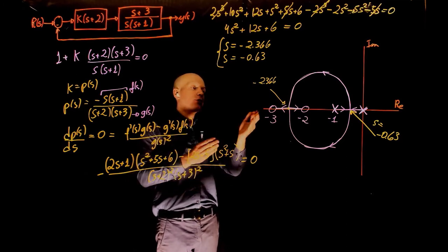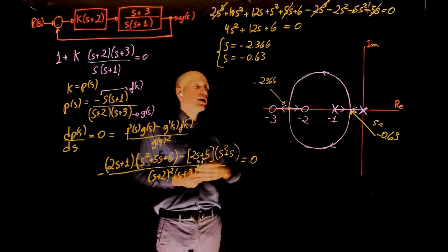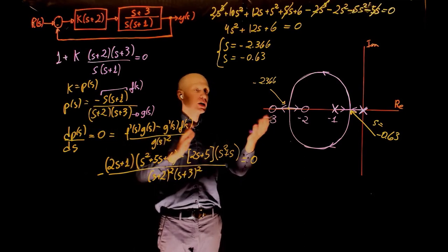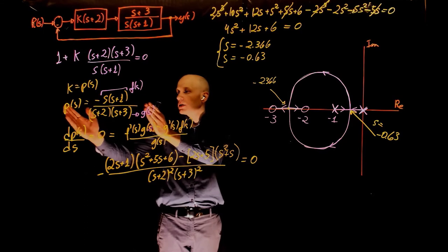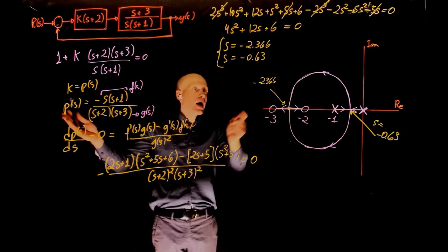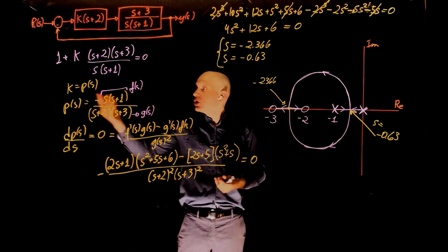What is the value of K at those locations? Well, to find the value of K at those locations, we have an expression for K here. We know that K is P of S. And P of S is this entire function. So if we now evaluate P of S at these two points, this gives us the value of P of S, which happens to be K.